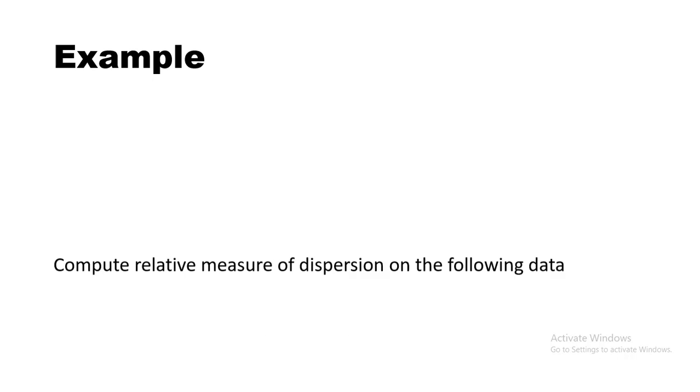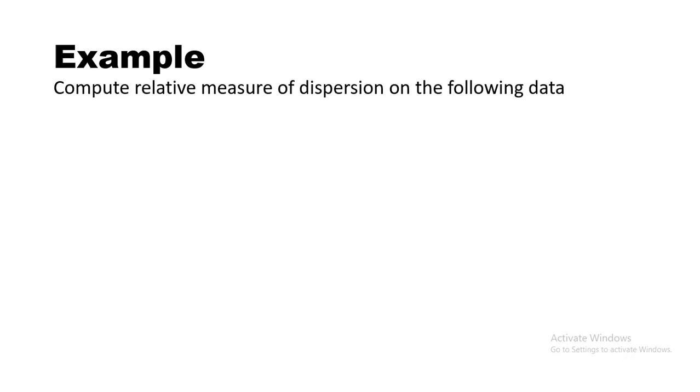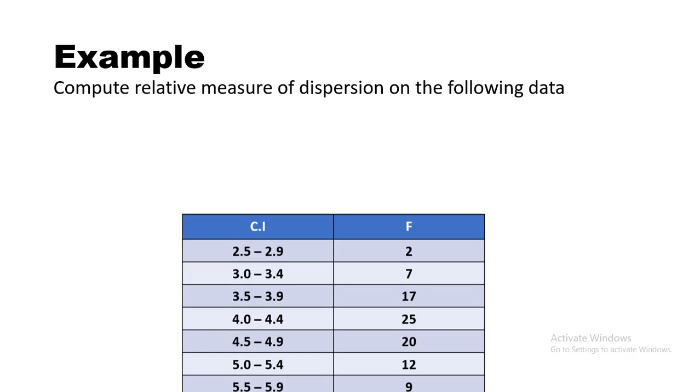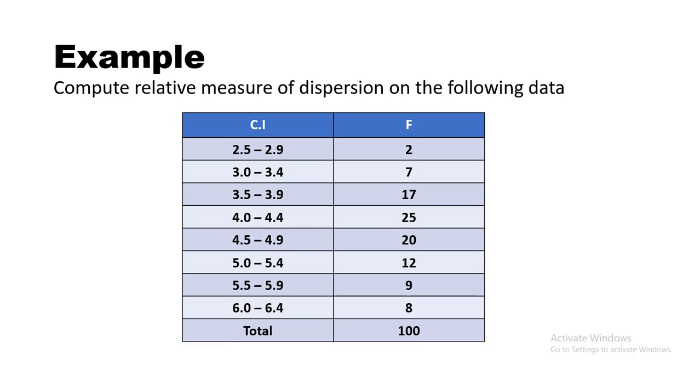Hello students, welcome back. In this part of my video, we will be moving on to the second example for relative measure of dispersion. Compute relative measure of dispersion on the following data. Now this is the data. As you can see, it's a group data, or you can say it's a case 3 data, in which class intervals are given, and for every class interval there is a corresponding frequency written next to it.